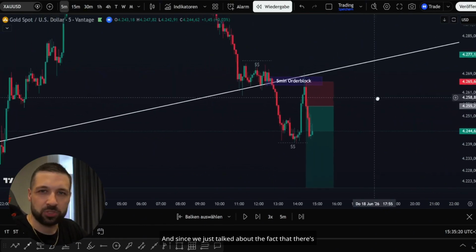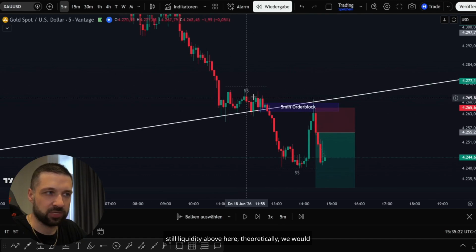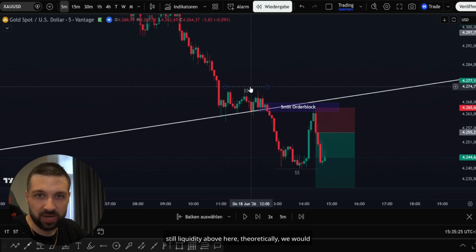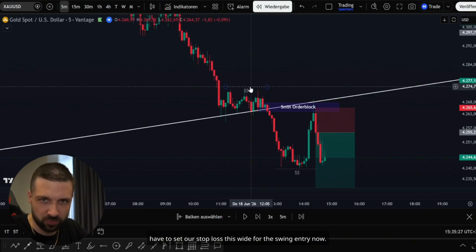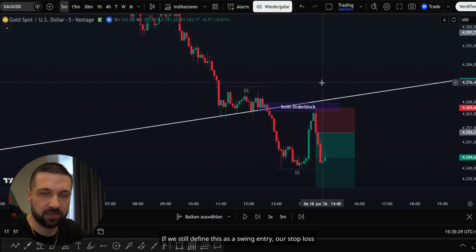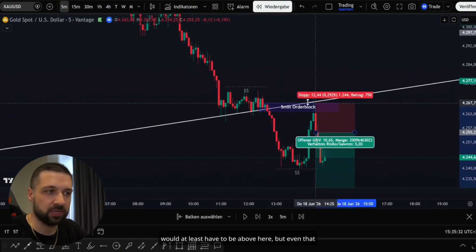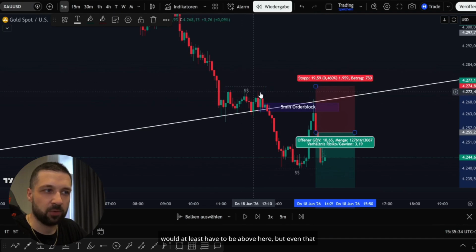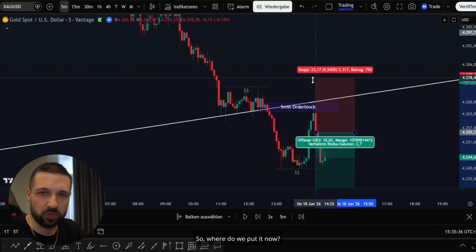And since we just talked about the fact that there's still liquidity above here, theoretically we would have to set our stop loss this wide for the swing entry now. If we still define this as a swing entry, our stop loss would at least have to be above here, but even that wouldn't be enough. So where do we put it now?